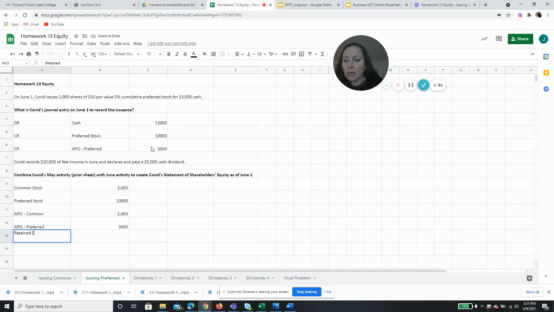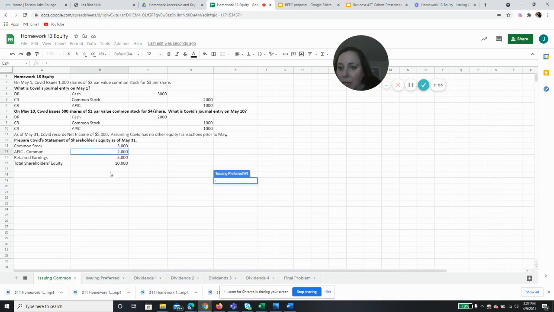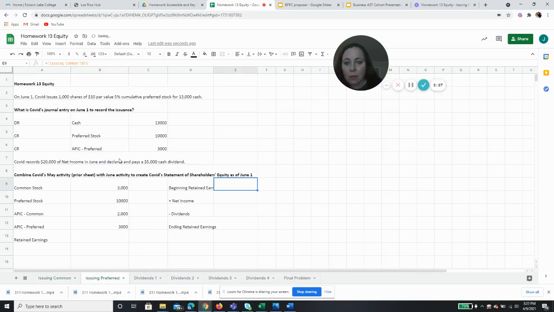So then we're going to do retained earnings. All right, so let's calculate our retained earnings. We have beginning retained earnings, and then plus net income, and then minus dividends equals ending retained earnings. All right, so this month's beginning retained earnings is last month's ending retained earnings, so 5,000.